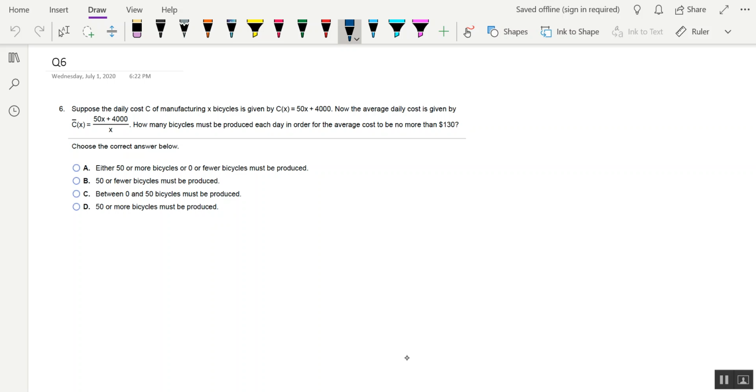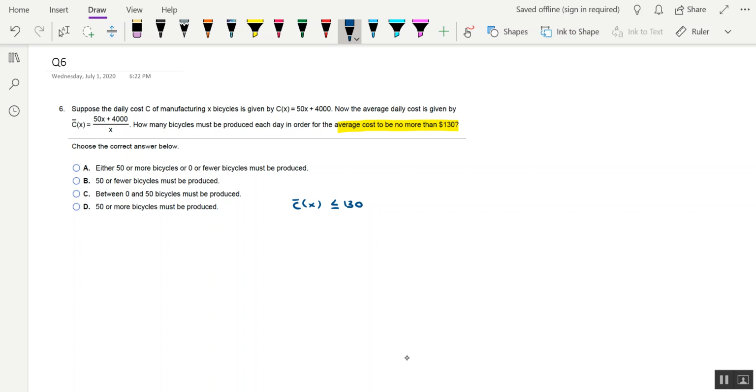We want the average cost to be no more than $130. So that translates to this: we want C bar of x to be less than or equal to 130. No more than means that you have to be either less than or equal to. You just can't go above it. We could solve this algebraically, but I'd like to show you how to solve it using the graphing calculator.